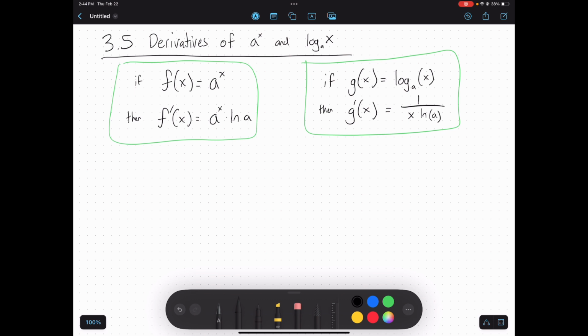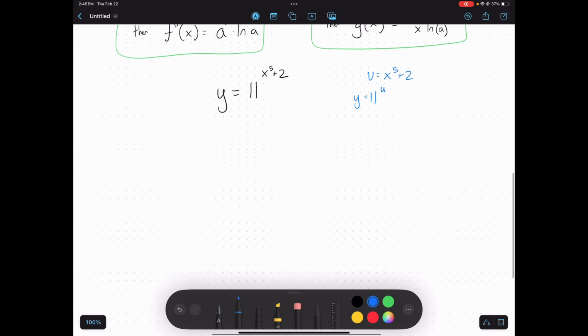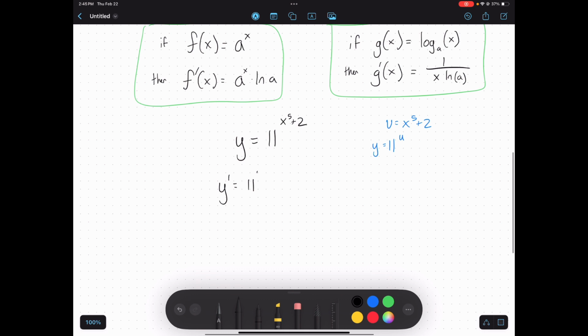Okay, so let's look at my first example. Y equals 11 raised to the x to the fifth plus 2 power. We're starting with something that requires chain rule, because here I have a function, x to the fifth plus 2, inside of this exponential function. So I'll use chain rule to actually calculate this. I'll take the derivative of my outside function, which according to my new formula is just 11 to the u times natural log of 11.